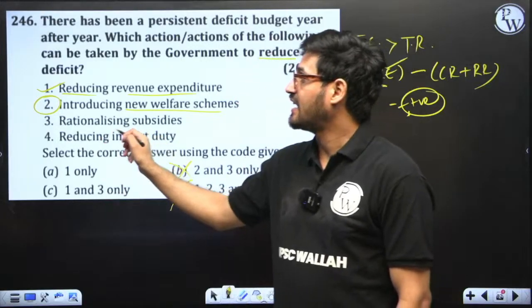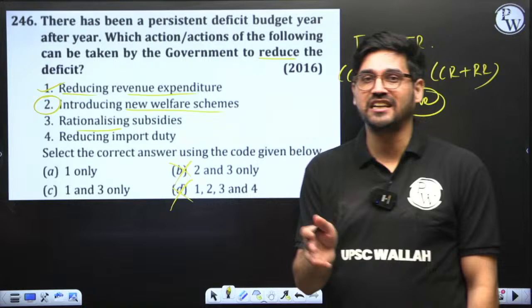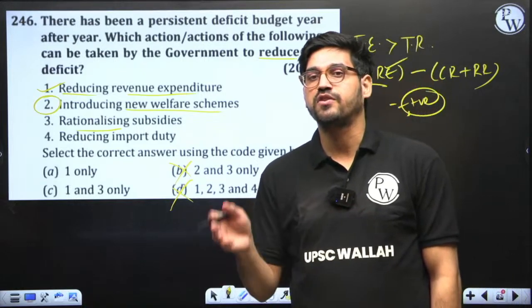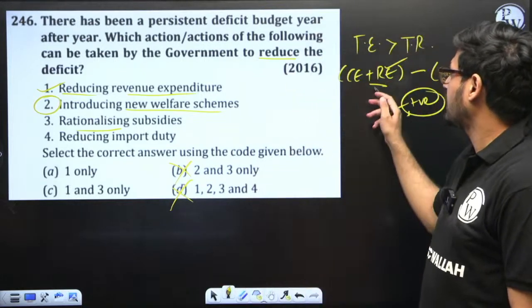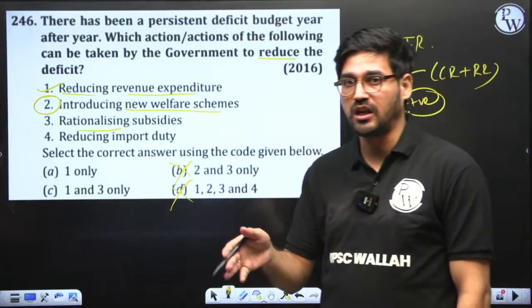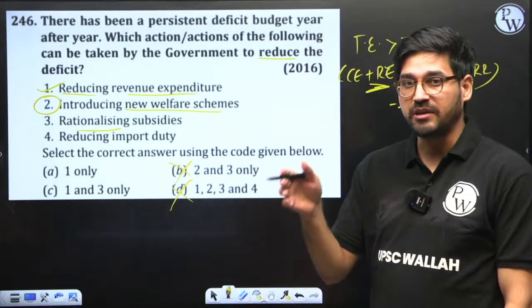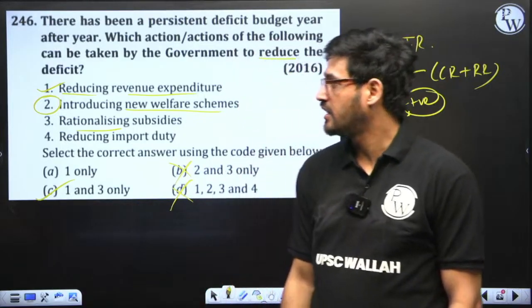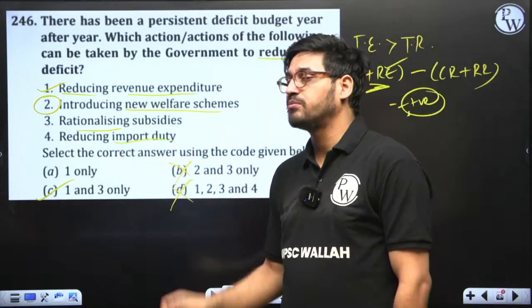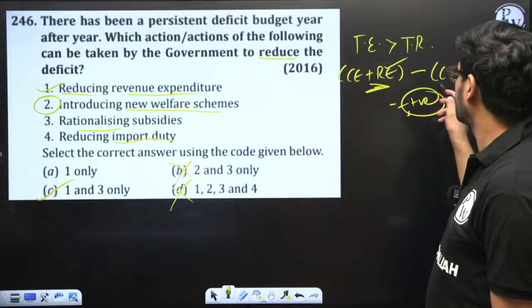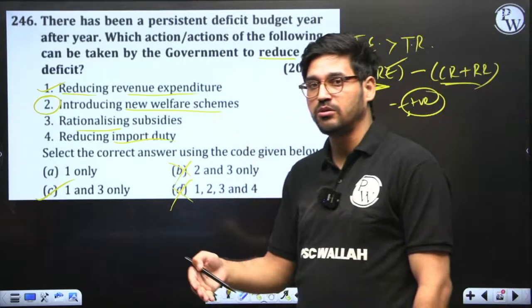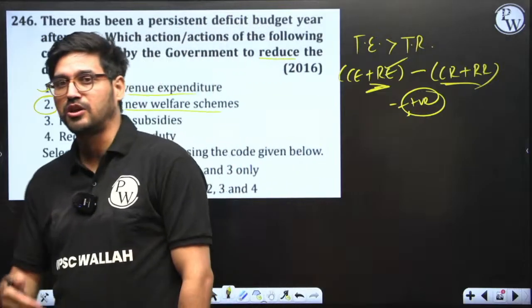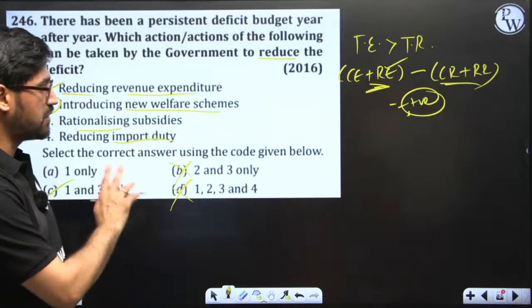3 says rationalizing subsidies. That means cutting down or trimming subsidies. If you trim subsidies down, that means your expenditure will also be brought down. So the budget deficit will be reduced. Therefore, the answer would be 1 and 3 only. 4 says reducing import duty, and if you reduce import duty, your receipt part is going to reduce. So the deficit is going to increase. Very simple question.